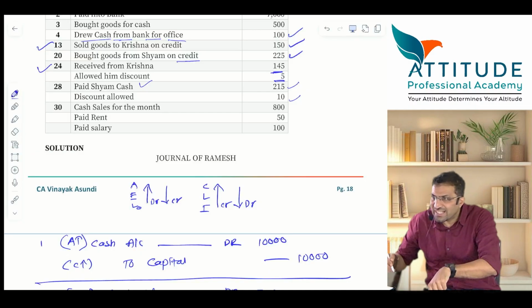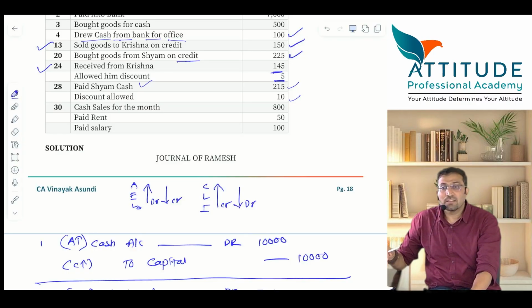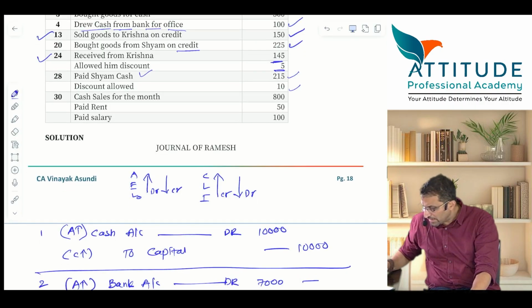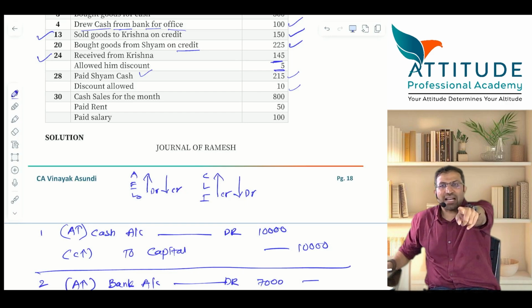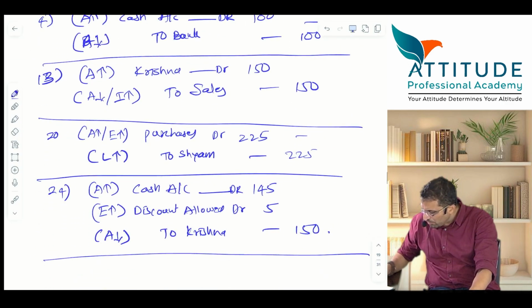Have you understood? So here you are making the payment. So you are receiving a discount. So discount received is an income or expense? Discount received is an income. Understood? Okay. Now you are paying the money. Guys, paid to Sham. Sham was a liability. Just check here.